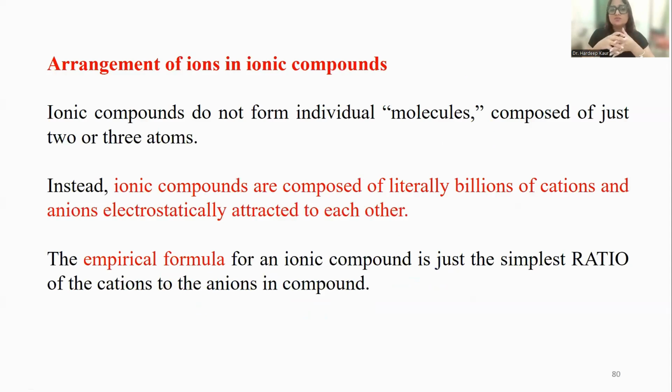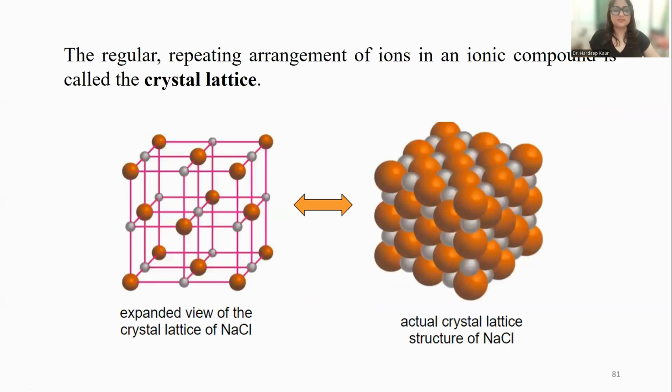So ionic compounds do not form individual molecules, they are not composed of just two or three atoms. Ionic compounds are composed of literally billions of cations and anions, which are electrostatically very strongly attracted toward each other. In crystalline form, they are just the simplest ratio of cations and anions. You can see this is the crystal lattice of NaCl. NaCl is made of Na positive and Cl negative ions, and in between there are hundreds of billions of sodium and chloride ions attracted towards each other, making the ionic bond.